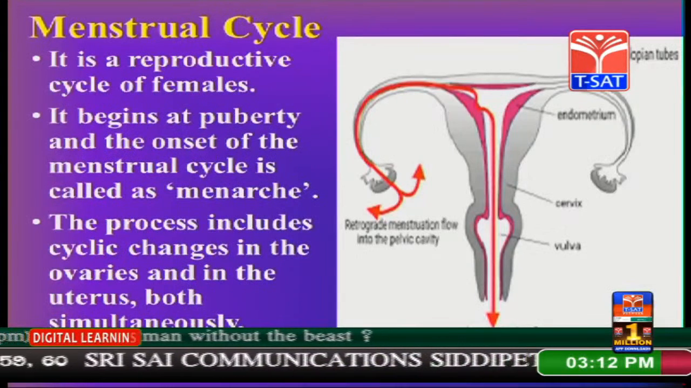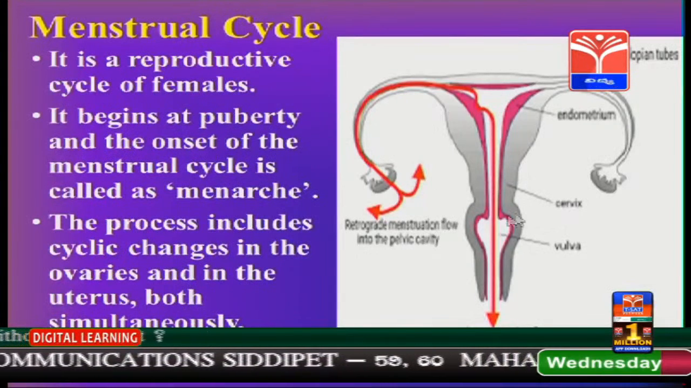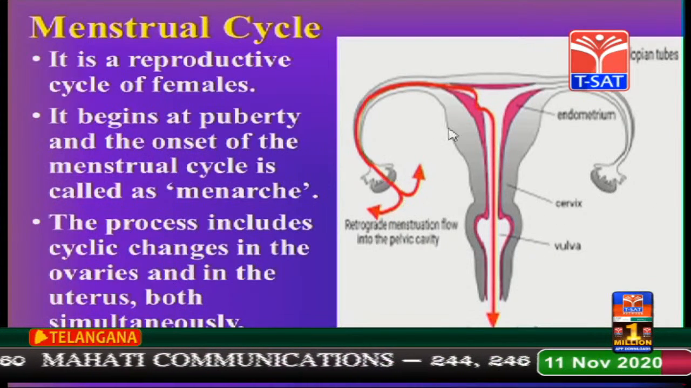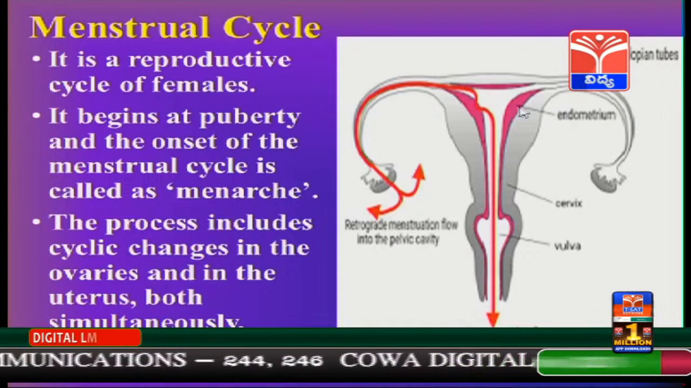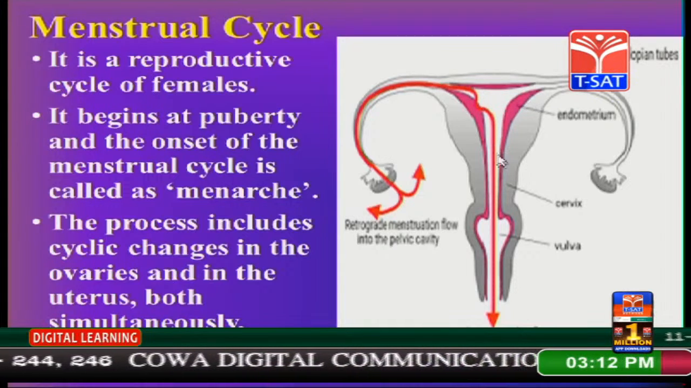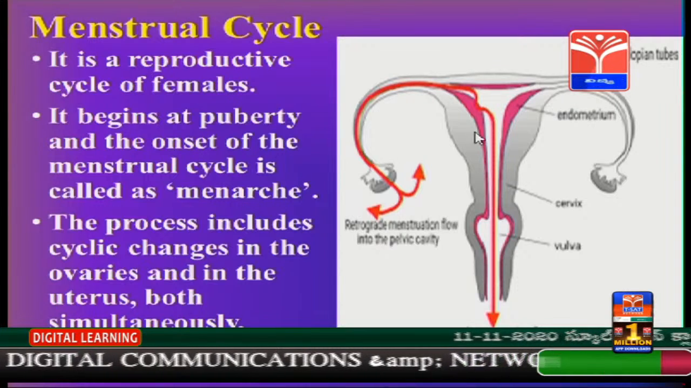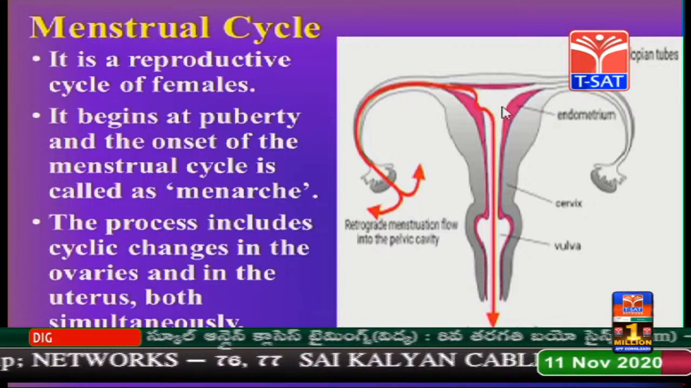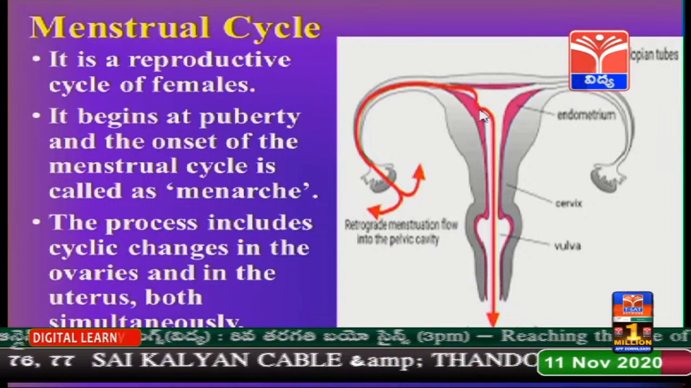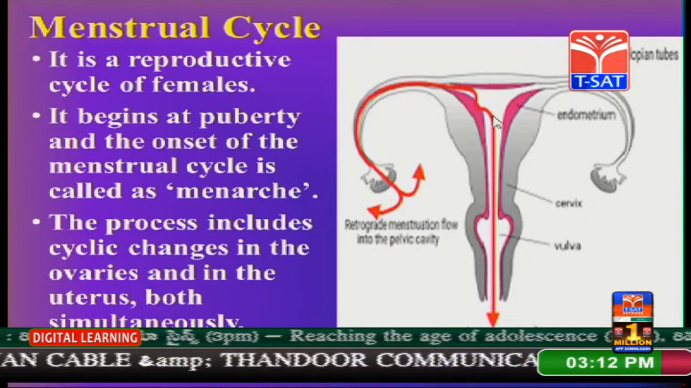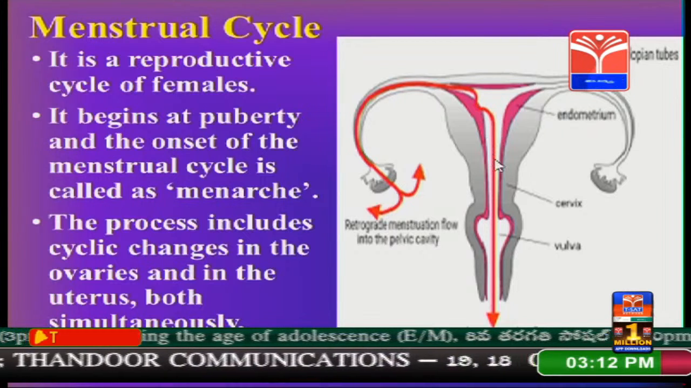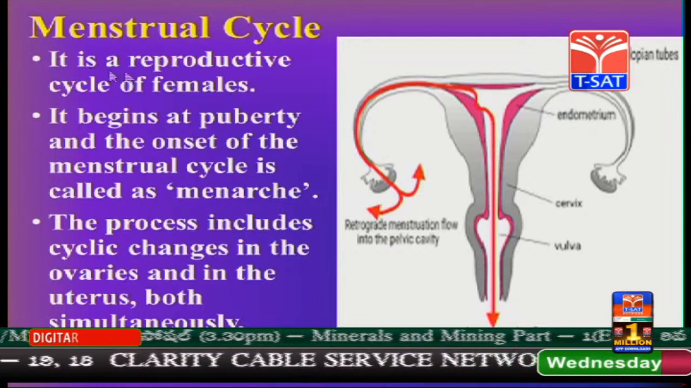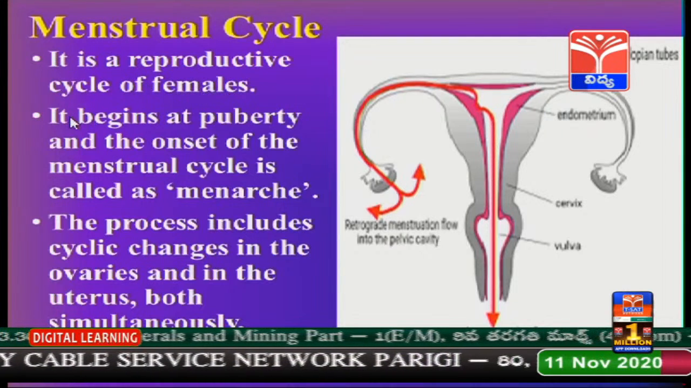Children, this is the female reproductive system. These are the two ovaries, fallopian tubes. This is the endometrium lining present in the uterus. Children, you can see the endometrium lining is thick, and after some days when the ovum is not fertilized, slowly this lining comes out in the form of blood. So, this is the reproductive cycle of females.